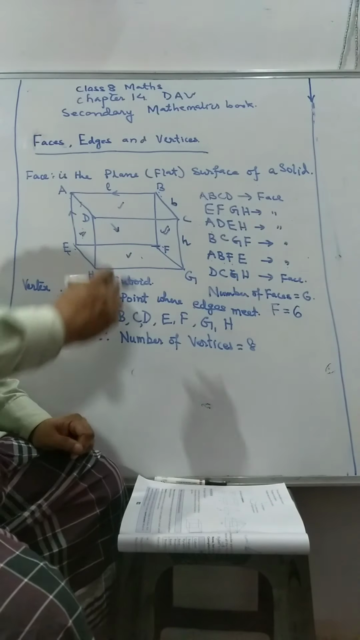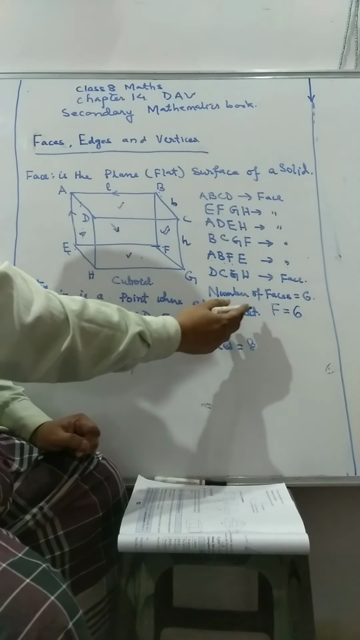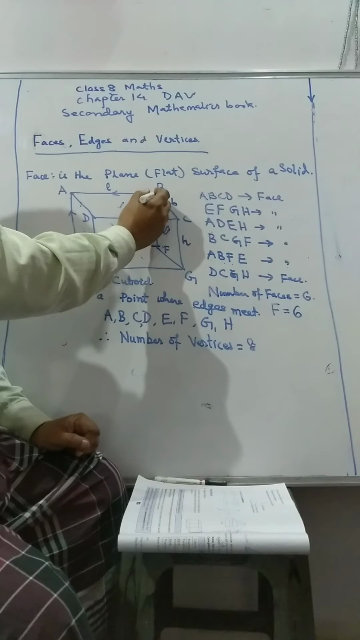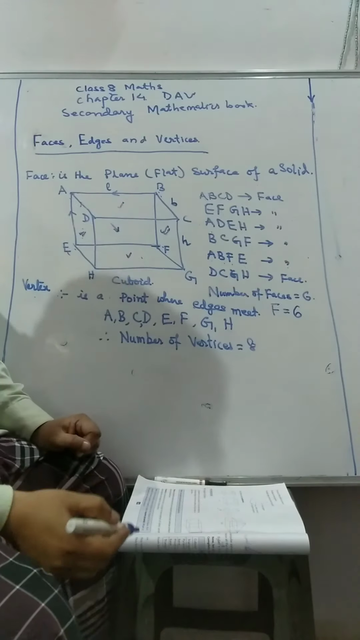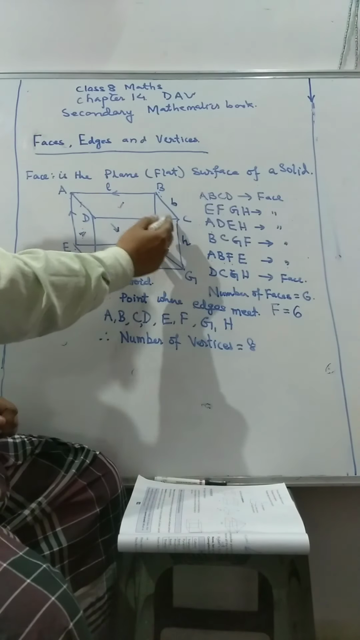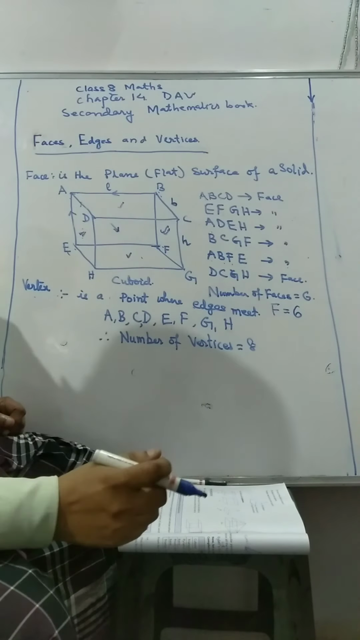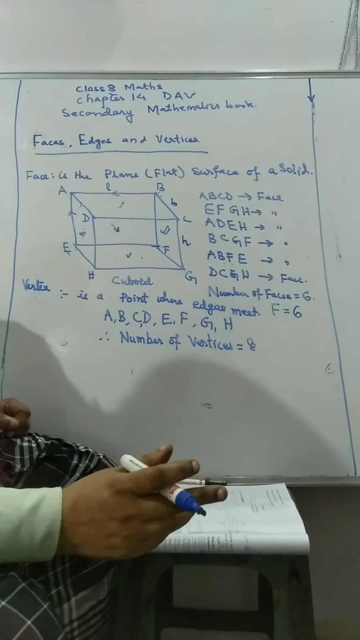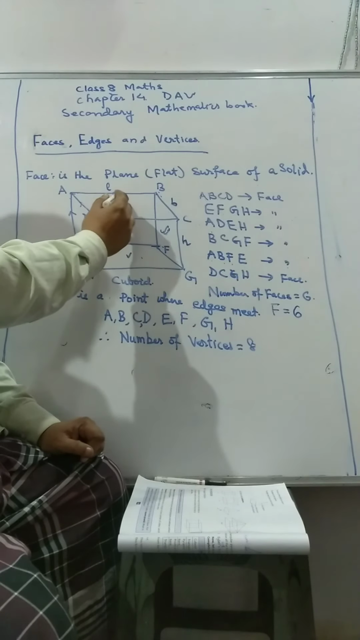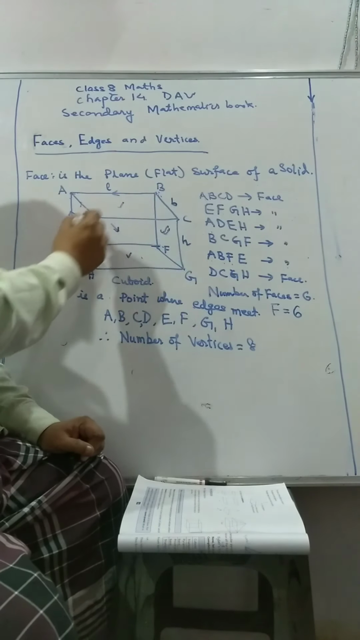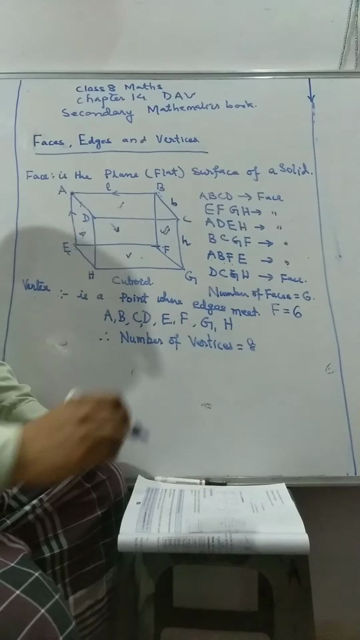Now, the vertex is the point where two edges meet. Edges are line segments. AB is a line segment, it is called an edge. BC is also a line segment, it is called an edge. CD is a line segment, it is called an edge. AD is a line segment, it is called an edge. You know that a line segment is the part of a line which has two end points. Suppose AB is an edge and AE is an edge. Both meet at the point A, so point A is called a vertex.